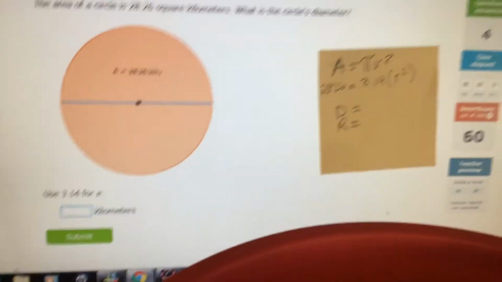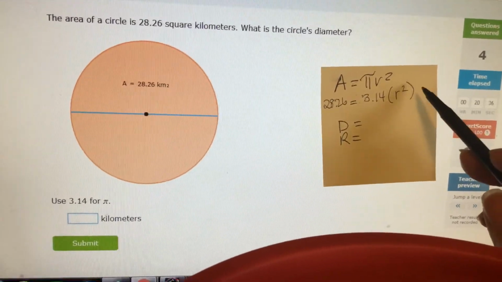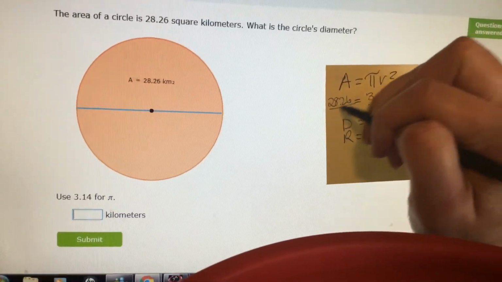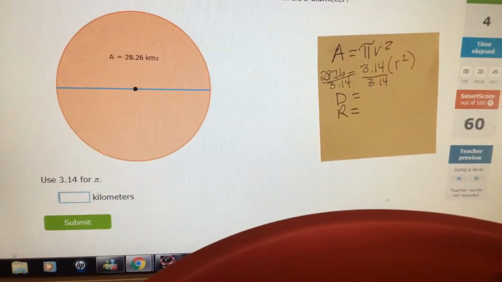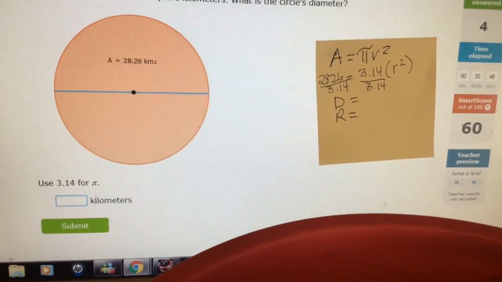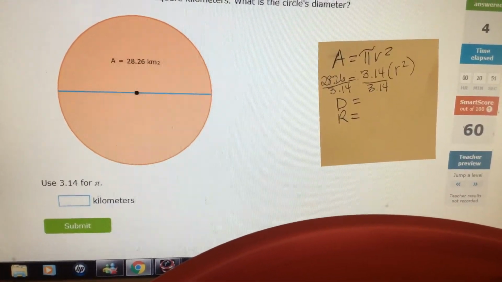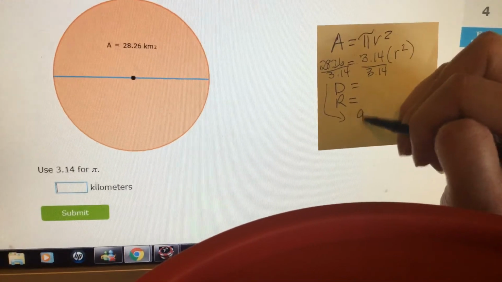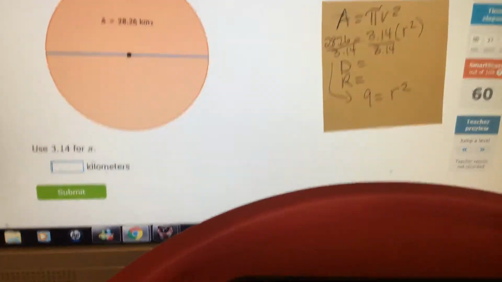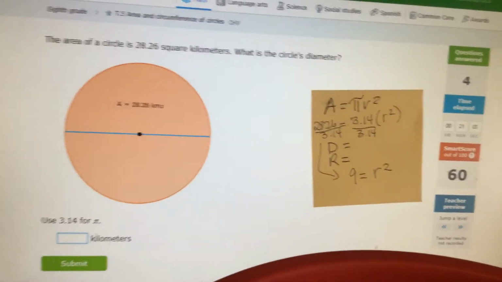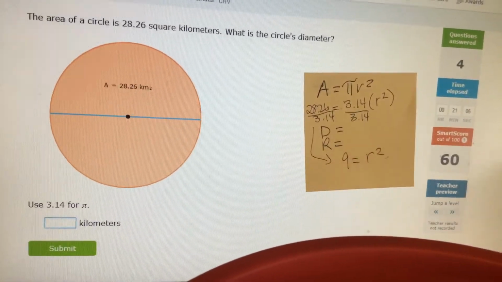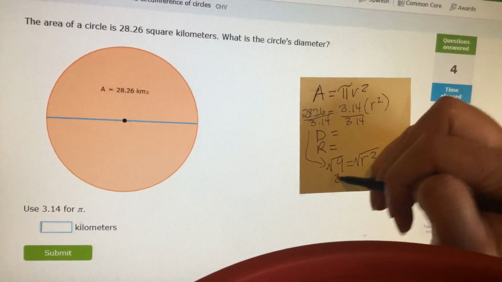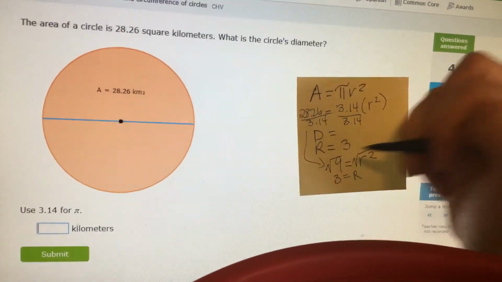Okay, so now I know if I want to find the radius or the diameter, I always have to divide by pi. When I divide 28.26 by 3.14, I get 9. So I'm going to go down here. So I get 9 equals radius squared. But in order to figure out the radius, I have to get rid of the squared. How do I undo a square? I square root it. What I do to one side, I do to the other. So I get 3 equals r, so the radius is 3.